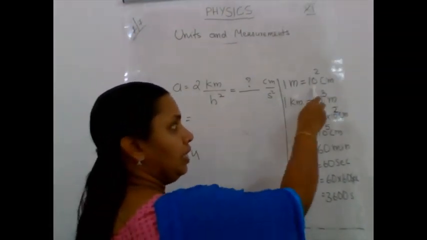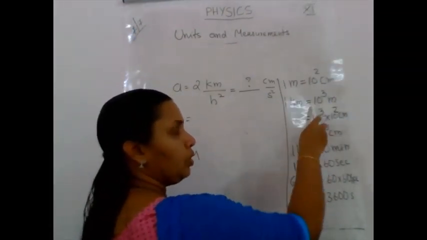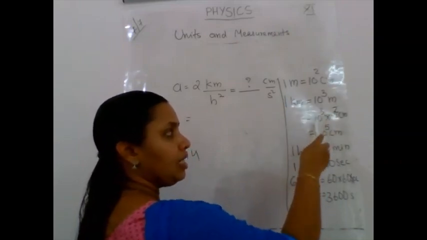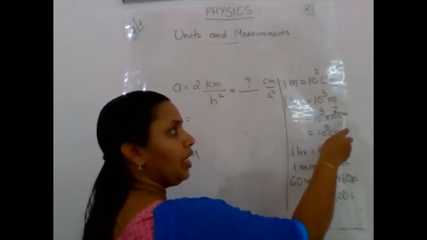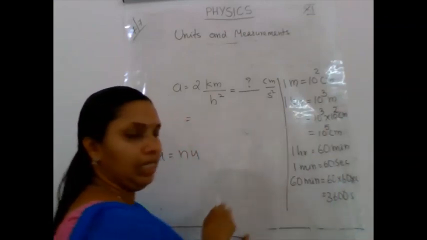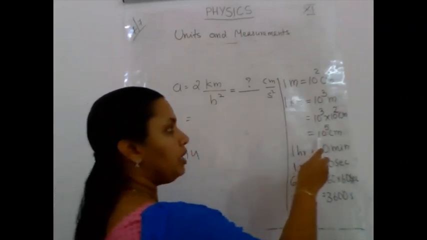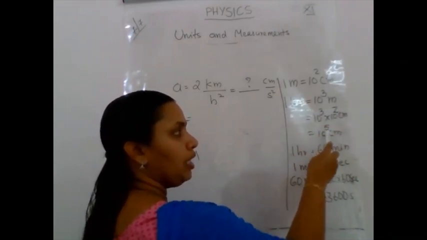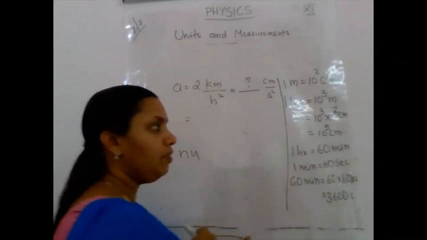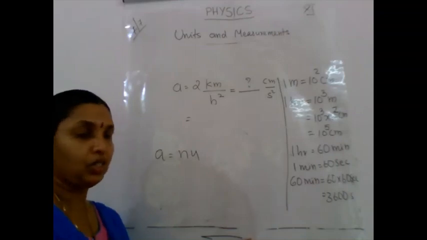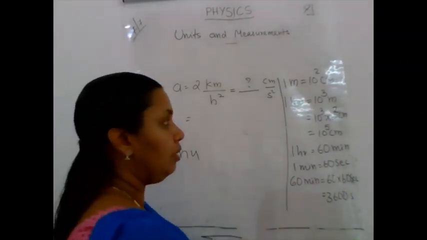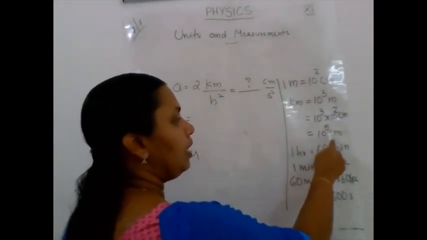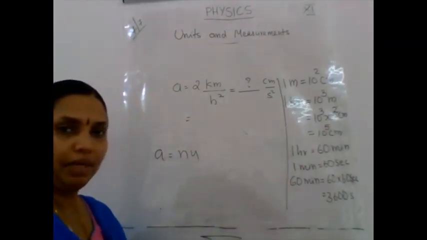1 meter is 10 raised to 2 centimeter. So 10 raised to 3 meter is 10 raised to 3 into 10 raised to 2 centimeter. So how much is it? 10 raised to 3 into 10 raised to 2. 3 plus 2, it is 5. 10 raised to 5 centimeter. So the direct relation, kilometer to centimeter: 1 kilometer is 10 raised to 5 centimeter.